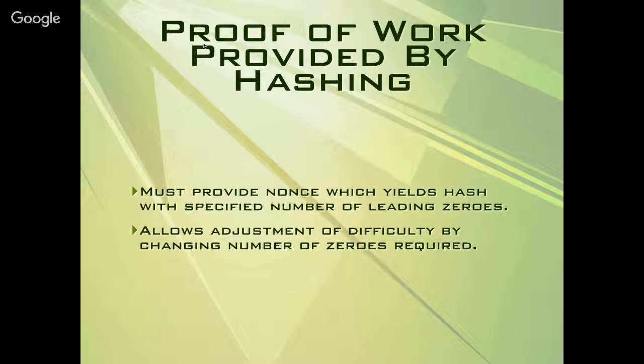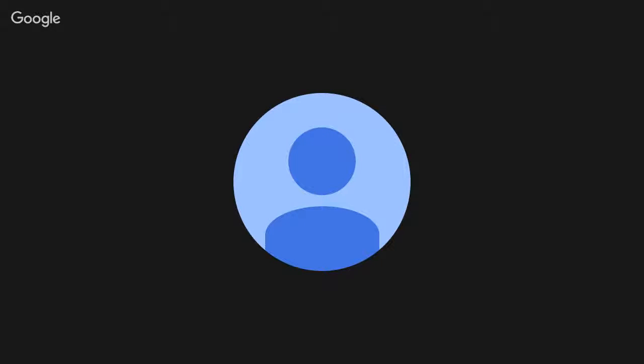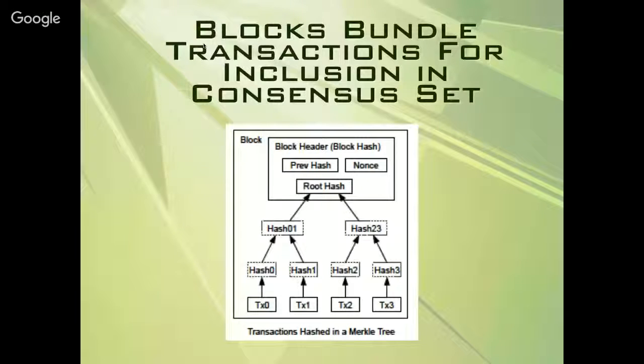If I have this data, plus this number called the nonce that I'm going to put in here, I can easily compute the hash. But there's virtually no way to know what number to put in here to produce a hash with a certain number of leading zeros. The hash functions are only one way.